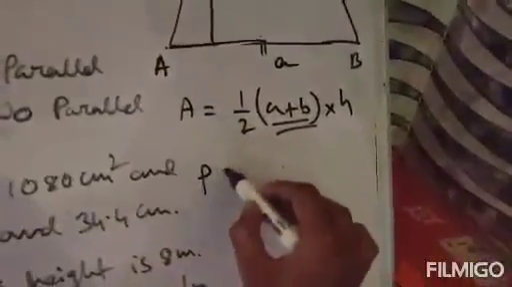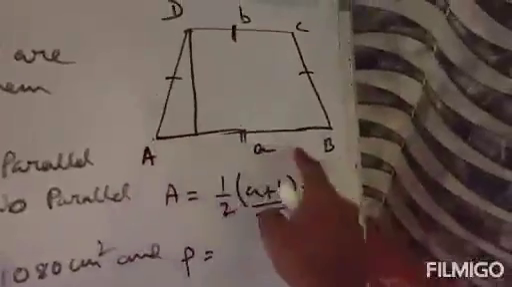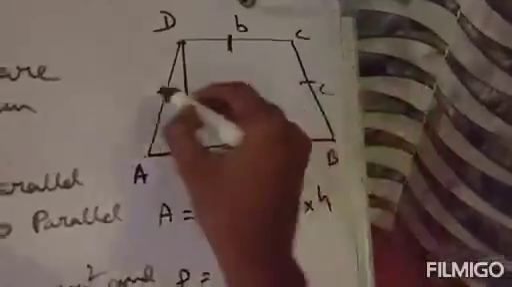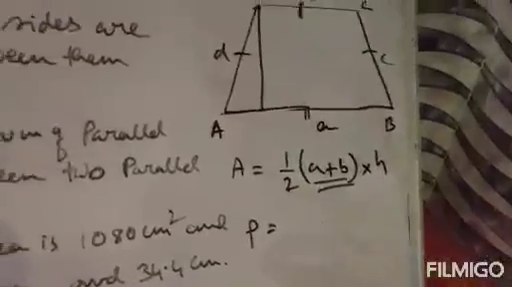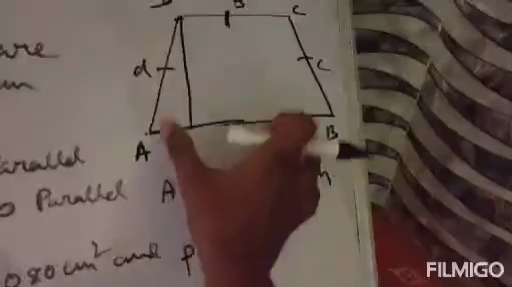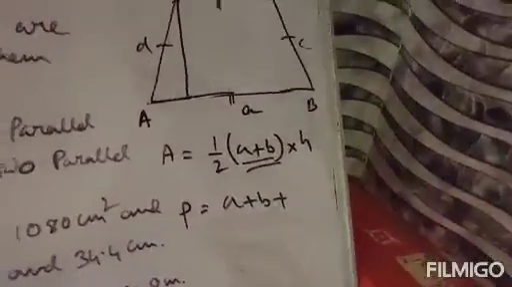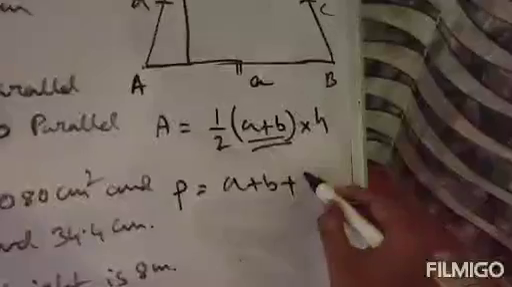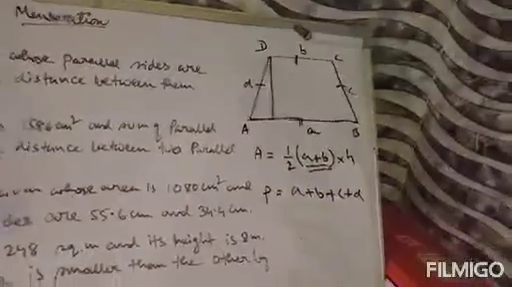And perimeter is the sum of the sides, the sum of all the four sides. Suppose if it is A, it is B, and suppose these are C unit and these are D unit. So perimeter will be sum of parallel sides plus sum of non-parallel sides. Sum of parallel sides means A plus B, and sum of non-parallel sides means C plus D. These are your non-parallel sides. That means perimeter will be A plus B plus C plus D.